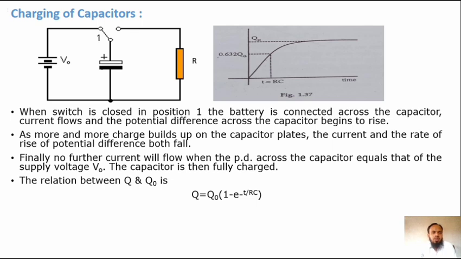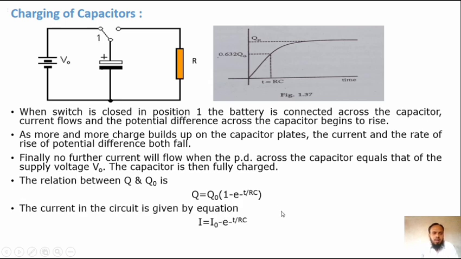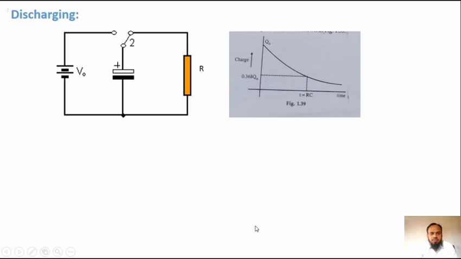and the relation between Q and Q0 is given as Q is equal to Q naught (1 minus e raised to minus t by RC), and the current in the circuit is given by the equation I is equal to I naught e raised to minus t by RC.